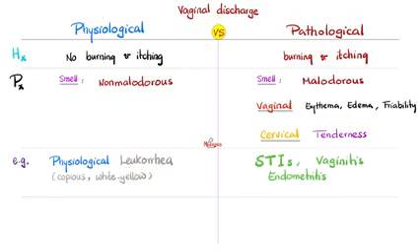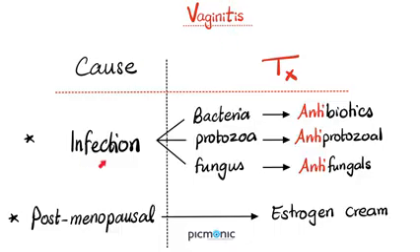How about the pathological? It could be a sexually transmitted infection, could be vaginitis, could be endometritis, and others. Causes of vaginitis could be an infection, could be no infection. Infections could be bacterial, protozoal, or fungal. For bacterial infections, we'll give antibiotics, which means antibacterials. For protozoa, we give antiprotozoals. For fungal, we give antifungals. For all of these, it is paramount to improve personal hygiene. It makes all the difference in the world.